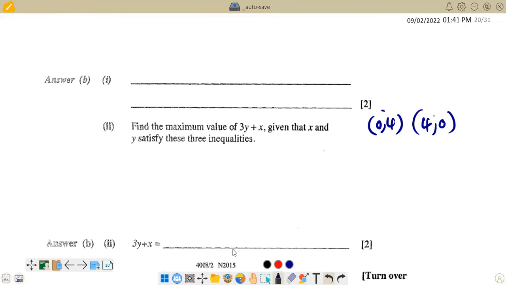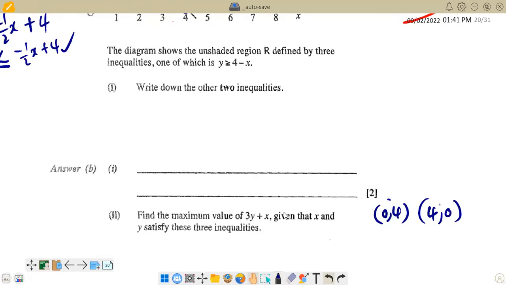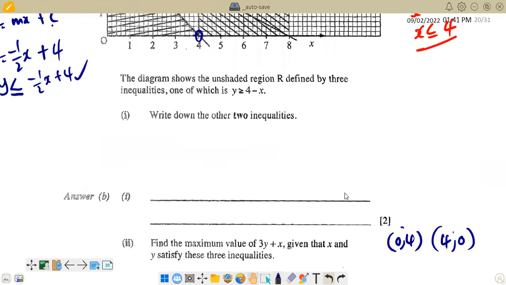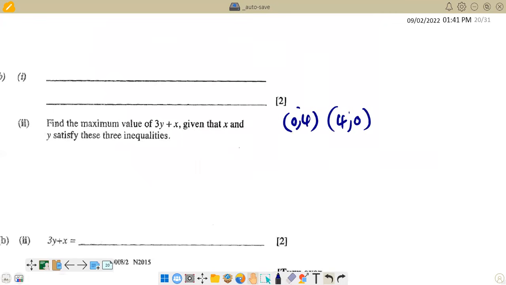Then another point, you take all the points that are surrounding the shape, which is 4, 2. That was another point. So we put 4, 2. So these are the only points that you're going to try to use. That is where your answer is going to be taken. We need where we are going to have the maximum value. When we substitute in this expression, the expression is 3y plus x. It means this is x, this is y, this is x, this is y, this is x, this is y. That is what it means.